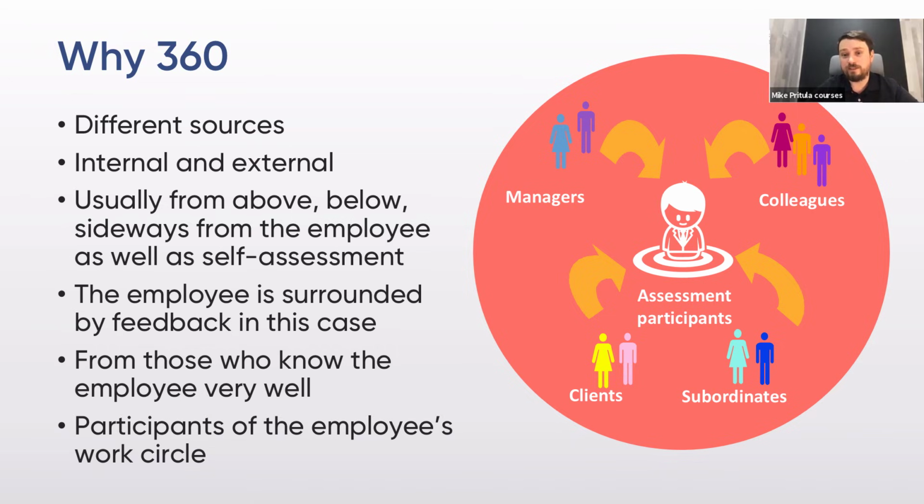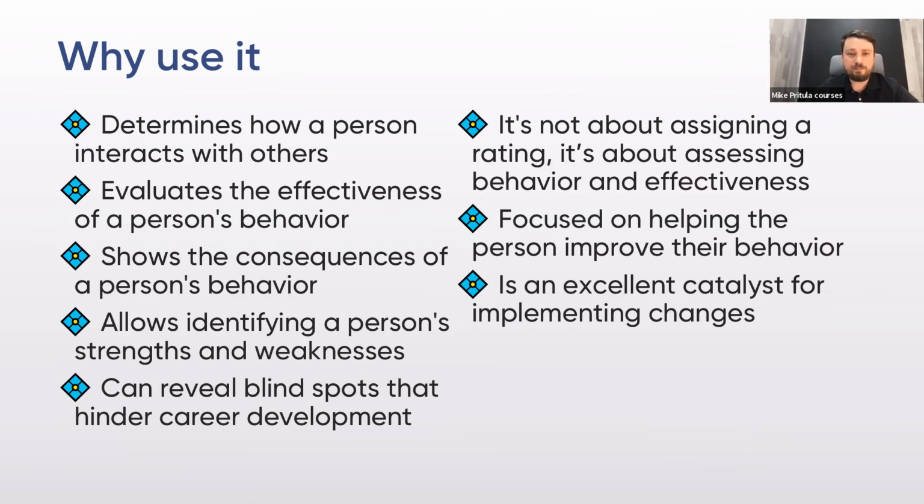Why use a 360-degree assessment? It determines how a person interacts with others. This means we can improve teamwork, evaluate the effectiveness of a person's behavior, and show the consequences of their behavior. So they finally see a cause and effect relationship. For example, I'm not a team player, I don't help anyone on the team, and I'm fine with that, end of story. But here in my assessment, I see that I've failed across the board. Everyone gave me low scores because I'm not a team player. I realize that my bad behavior has finally led to something that makes me think.